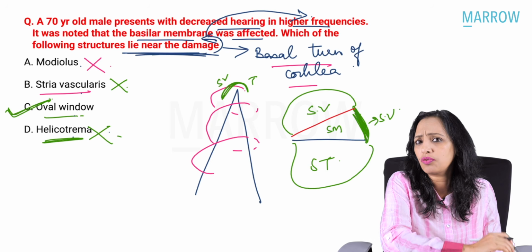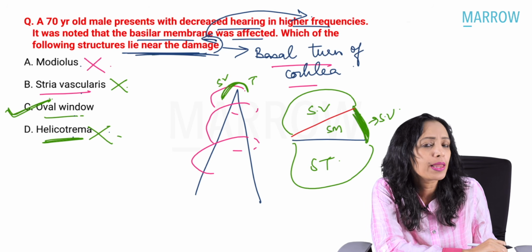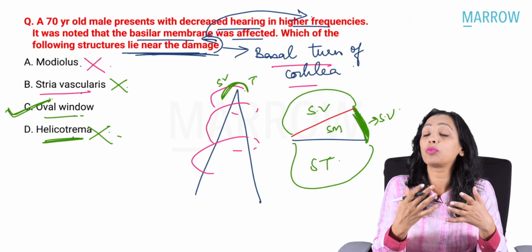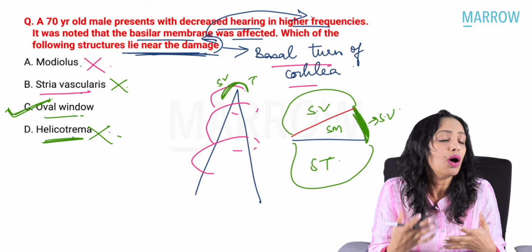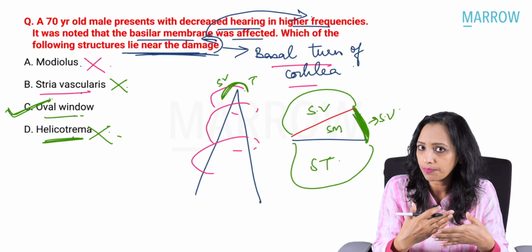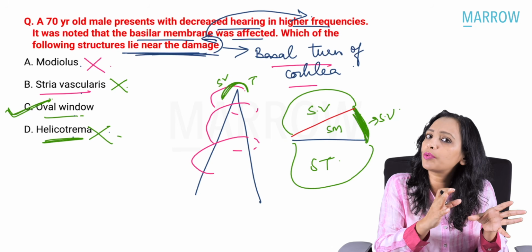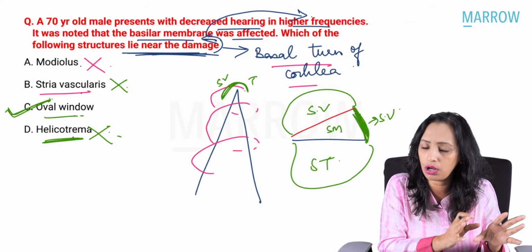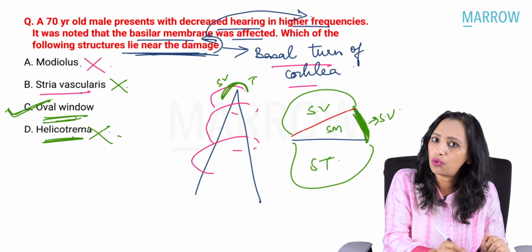So is the basal turn of cochlea related anywhere to the oval window? What does the basal turn of cochlea produce? Yes, the basal turn of cochlea produces the promontory on the medial wall. We know that on the medial wall of the middle ear, the basal turn bulges to produce the promontory. Is the oval window somewhere in relation to the promontory? Yes, it lies posterior superior to the promontory on the medial wall. So yes, the answer is the oval window.